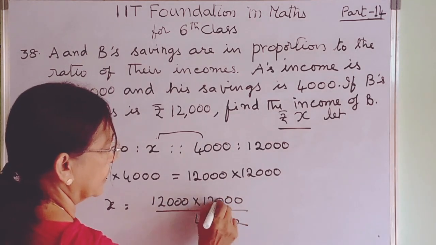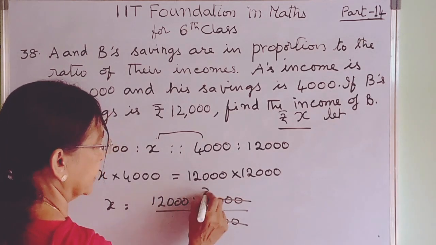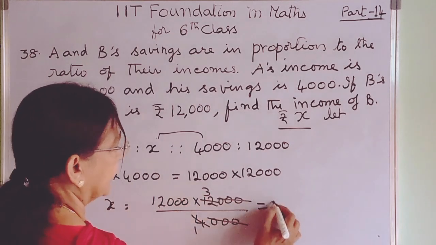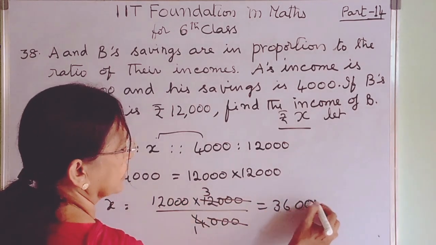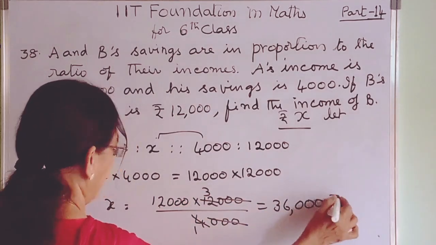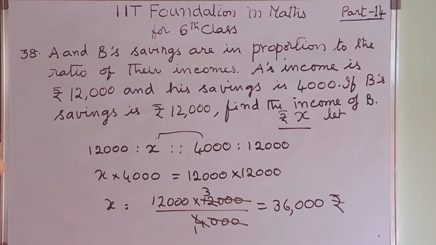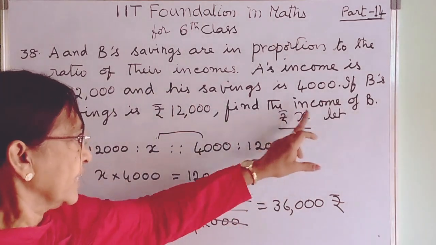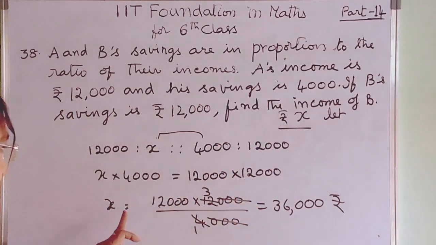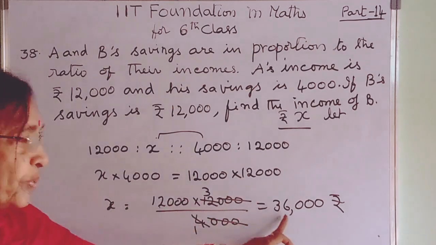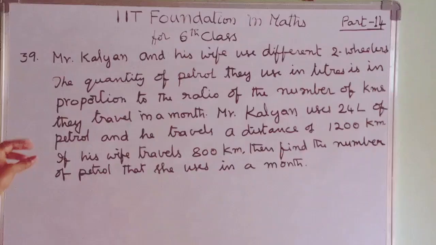So 3 zeros cancel, 4 ones are 4, 4 threes are 12, 12 threes are 36,000. So X is equal to 36,000. But what is X? The income of B. Therefore, B's income is rupees 36,000.